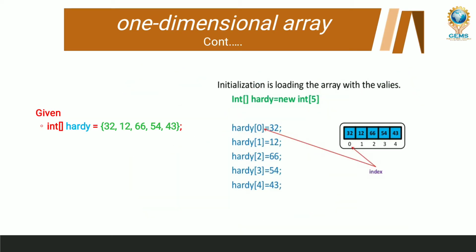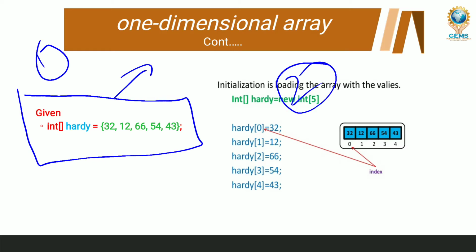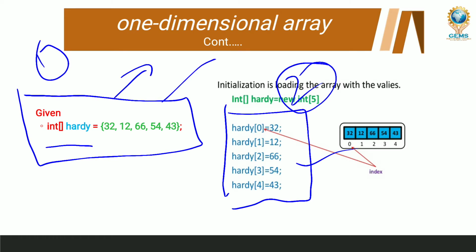I already said that this is one way of giving elements. And this is the second way of giving elements. Here we are giving elements directly: 32, 12, 66, 54, 43. Here we are giving elements individually. So 32 is in position 1, 12 in position 2, 66 in the third position, 54 in the fourth position, 43 in the fifth. This one is also correct, this one is also correct. This is one way of initializing elements, and this is another way of initializing an array. So this is a one dimensional array, and this one is also a one dimensional array.